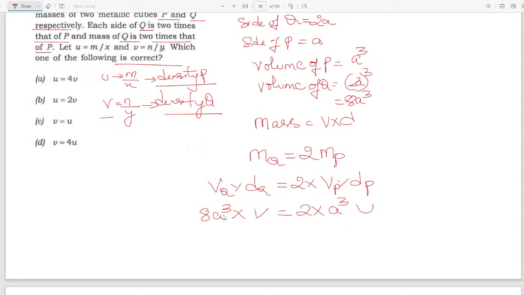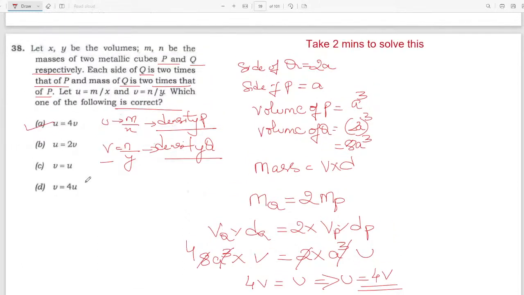So now A cube and A cube get cancelled, and 2 ones are 2, 4 twos are 8. So 4V is equal to U, or this implies U is equal to 4 into V. The correct answer is U is equal to 4V, option A. I hope this is clear. If you have any doubts, please ask.